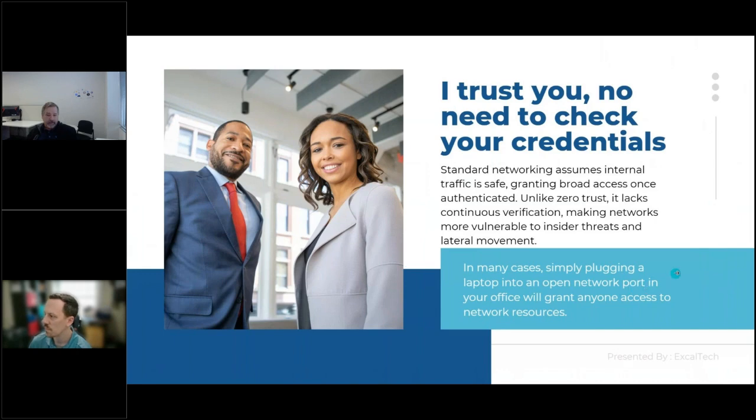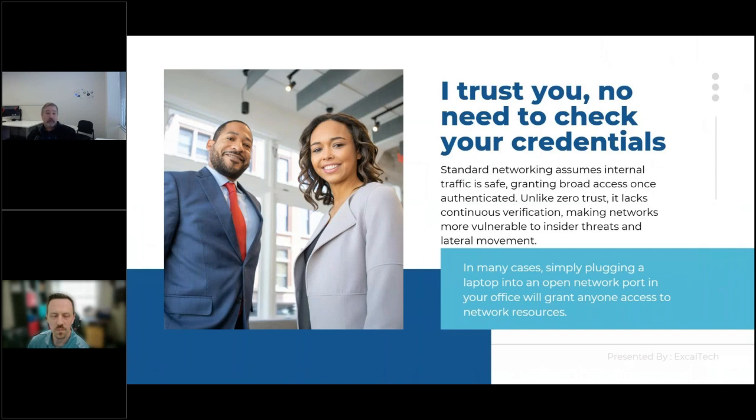The lack of ongoing authentication allows lateral movement, where attackers or unauthorized users can move freely within your network, increasing the potential for data breaches or ransomware attacks. Without proper segmentation, access controls, and real-time verification, traditional networks remain highly vulnerable.